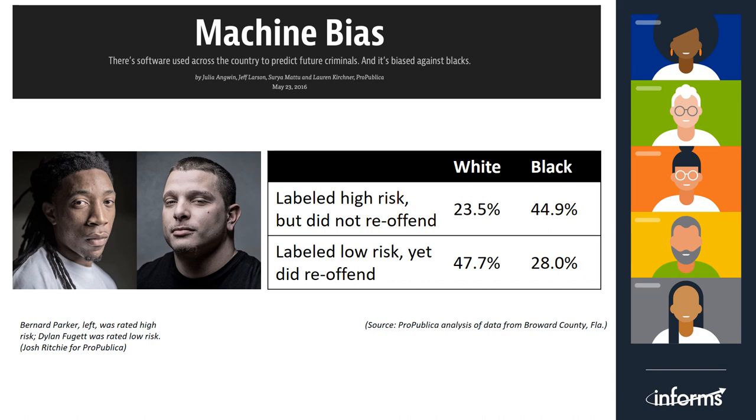In addition, about 28% of black defendants were labeled low risk but did reoffend. But this error rate was as high as about 48% for white defendants. In other words, low-risk black defendants were almost twice as likely as their white counterparts to be mistakenly labeled high-risk. And high-risk white defendants were almost twice as likely as their black counterparts to be mistakenly labeled low-risk.